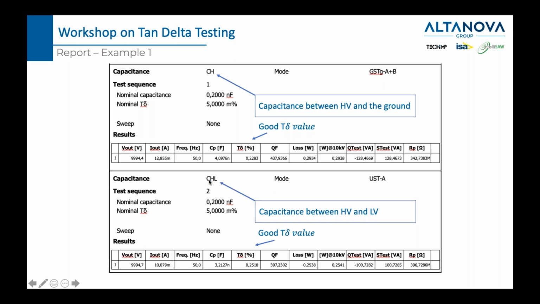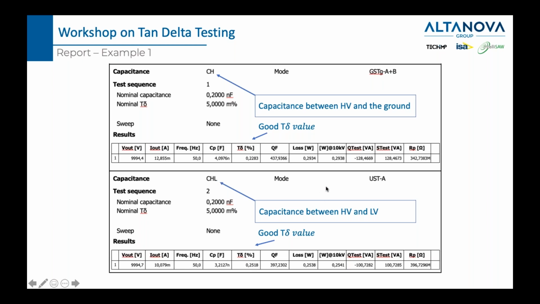Then we measured CHL, the capacitance and tan delta between the high voltage and the low voltage. We said that very often this is the most important value when we are measuring, because it is between high voltage and low voltage, and if something breaks there or if there is some imperfection there, there is a tendency that this will break quite soon. The tan delta was 0.2518, much below 1%, and the capacitance was 3.2.